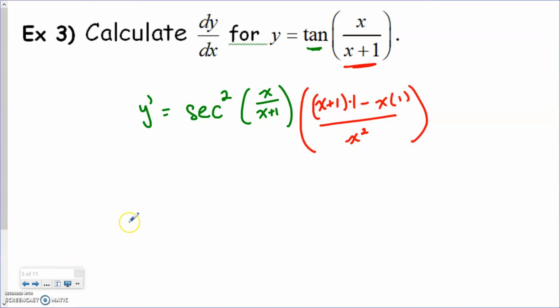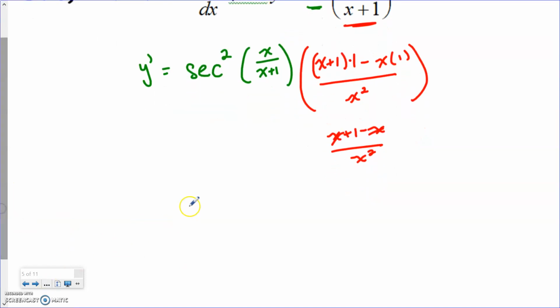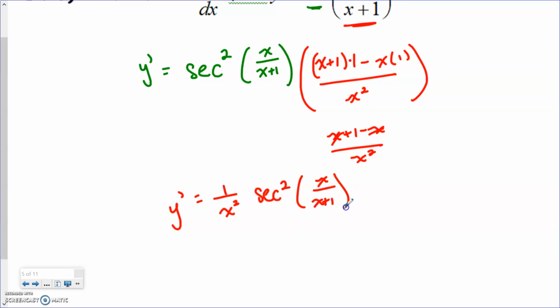We need to simplify a little bit. So this ends up giving us x plus 1 minus x over x squared. So these two will cancel. So when I write out my final answer, I'm going to have y prime equals 1 over x squared times secant squared of x over x plus 1.